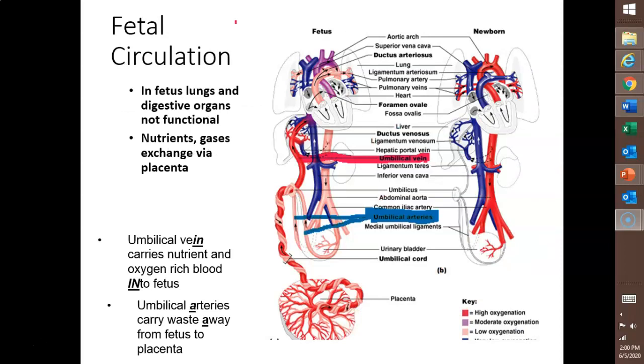Fetal circulation is different from your circulation, my circulation, all adults, or anyone that's not a fetus. Well, how and why is it different? In the fetus, remember, the lungs are not breathing in oxygen, and the digestive system is not taking in food, right? Can't eat when you're in the uterus, can't breathe when you're in the uterus.